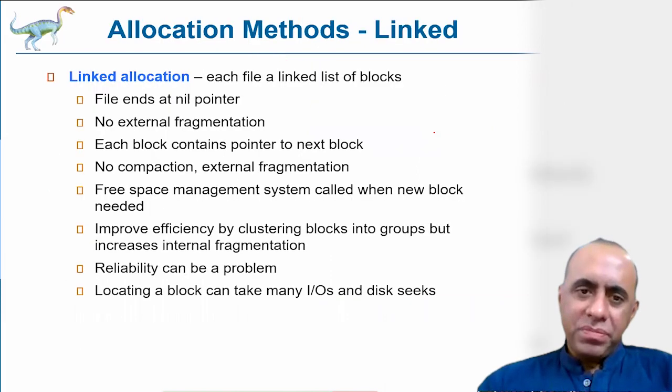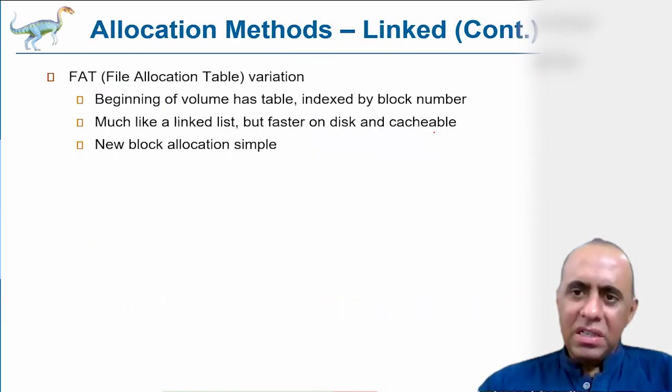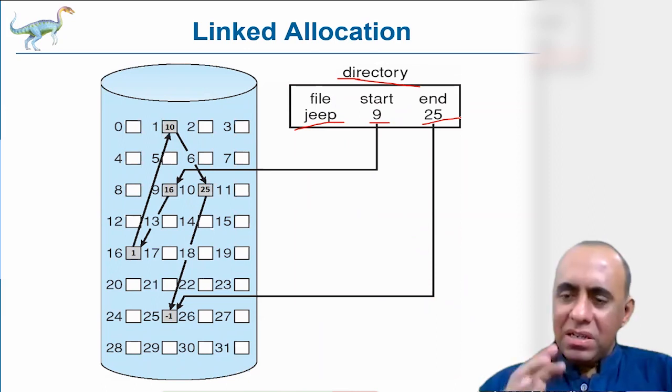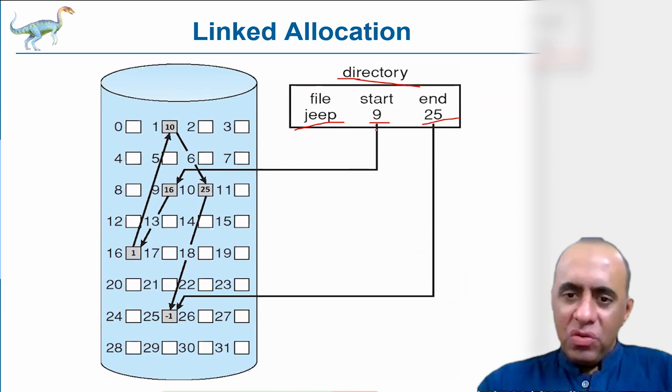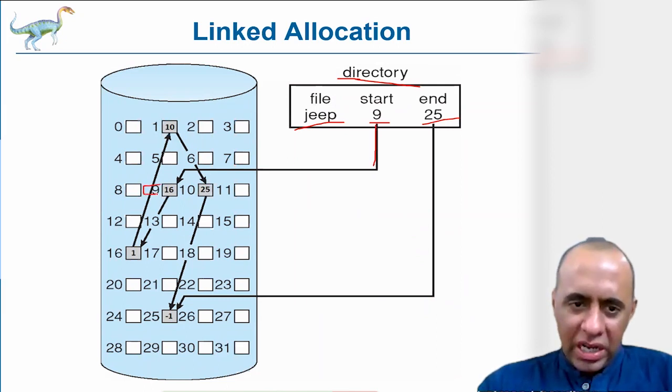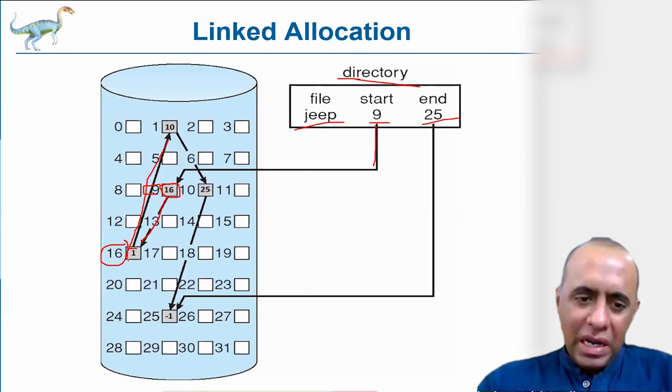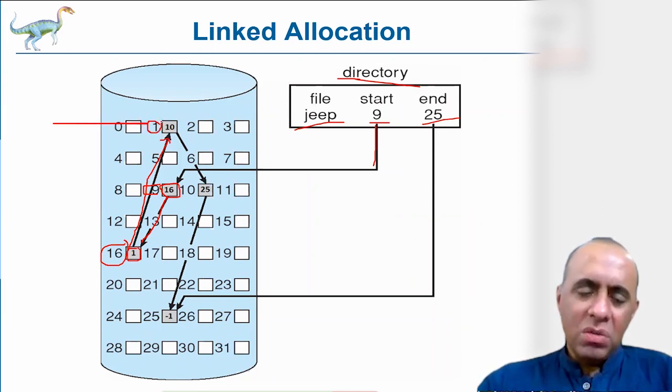Then there is another method called the linked method, in which the directory contains the file name, and in front of the file name the starting and ending block numbers are written. It doesn't store the length of the file. So you go to the starting block, which is block number 9. Inside block number 9 you also see the ending block number, which is block number 16. So you go to block number 16, and in block 16 you see the name of the next block in this file, which is block number 1. So you go to block number 1.